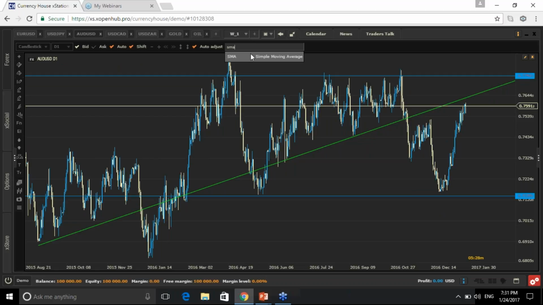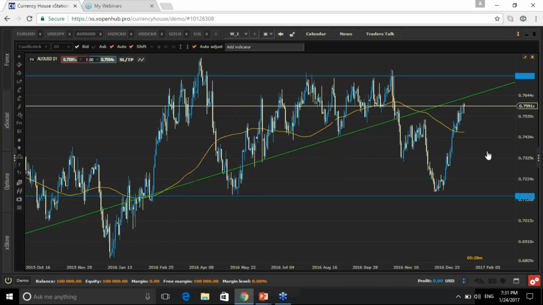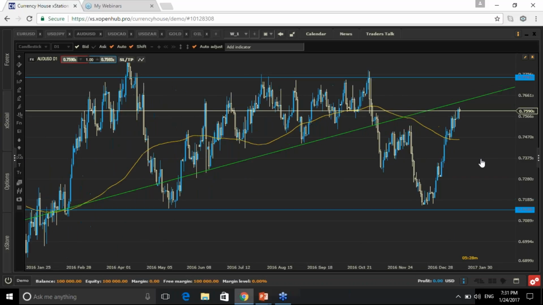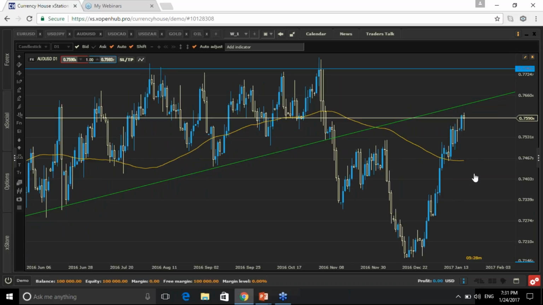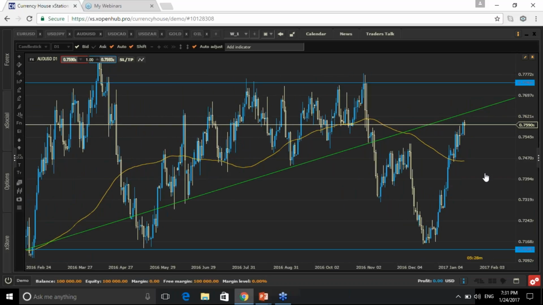Simple moving average, remember? Alright, 89, yellow, good. This is a good level. This is a good level to enter. This is a good level to buy in case we could see such a gift from the market. But again, we have here a daily chart.